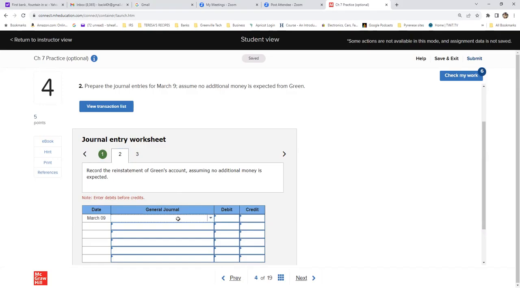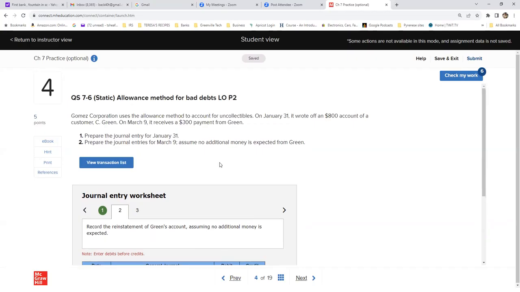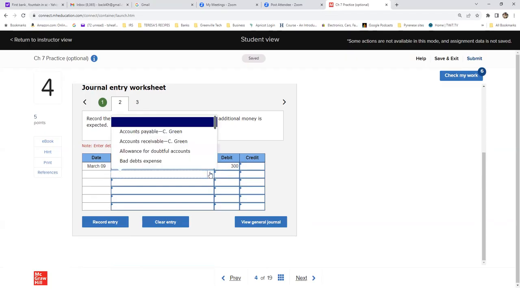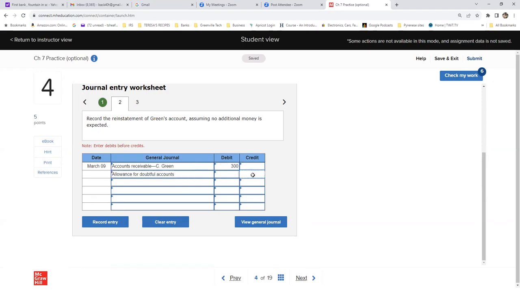So we're first going to reinstate. We're going to have to debit accounts receivable for the amount, which was, in this case, let me see how much the amount was. We got back $300. And then we're going to have to put the money back into the allowance for doubtful accounts. So we're going to credit it $300, which increases the amount of money we have left for other bad debts that we might have to write off in the future.